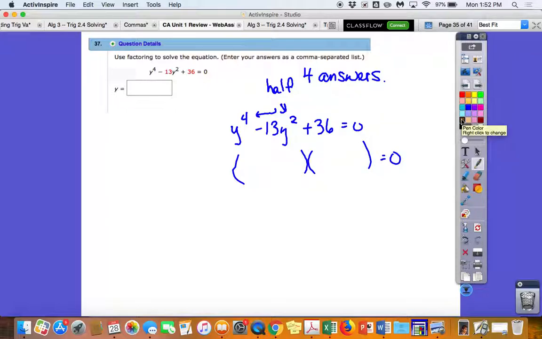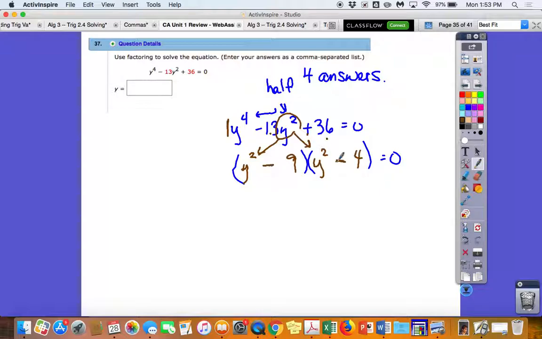So you're like, okay, what times itself gives you y to the 4th? Well, that's just y to the 2nd. So when this is half, it's always just this one goes right here. Okay. Now ask yourself, same type factoring as you always do, since there's a 1 here. It's the easy kind. What two numbers multiply to 36 and add to give you 13? Well, that'd be 9 and that'd be 4. Signs are the same, both of them negative.